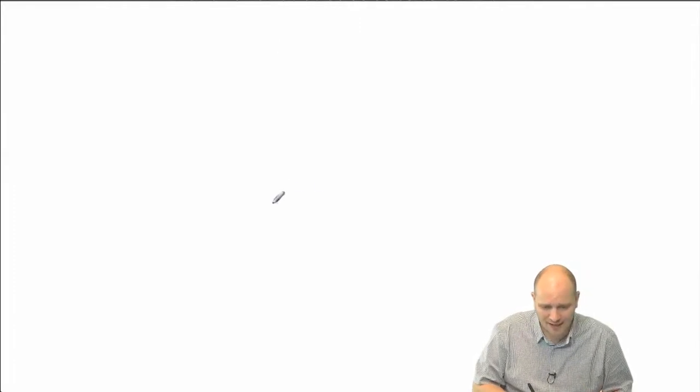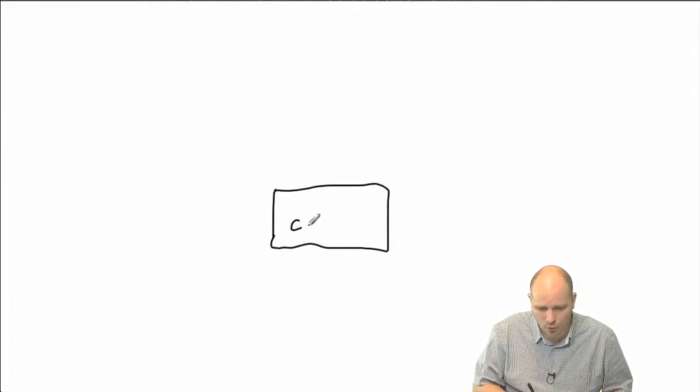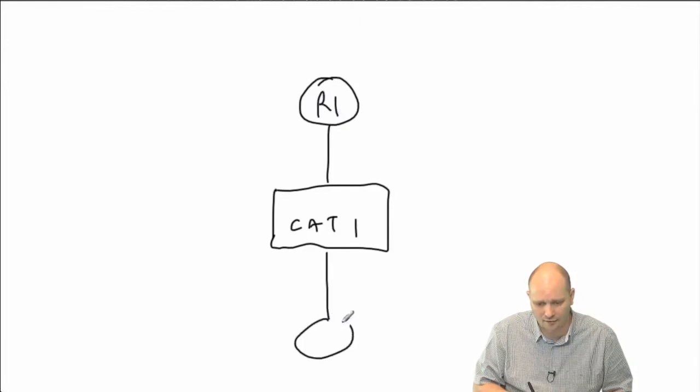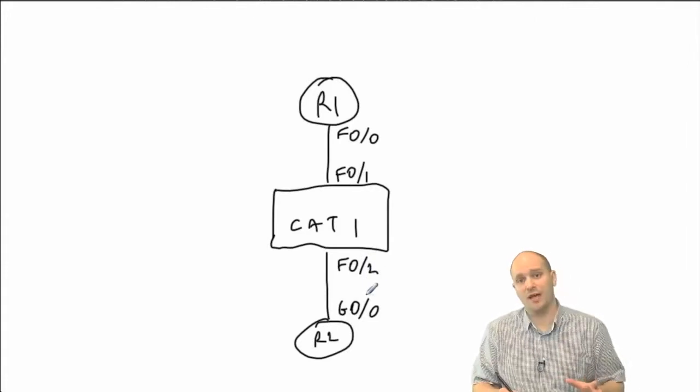What I'm going to do is I'm going to set up a very simple network. This very simple network is going to be consisting of a single switch, which is going to be my Cat1. So here it is, my Cat1. I'm going to have two routers connected to Cat1. I'm going to have router 1 and I'm going to have router 2. On router 1, I'm going to be using fast Ethernet 0/0. On R2, I will be using gigabit Ethernet 0/0. This is going to be connected to fast Ethernet 0/1 on Cat1 and on fast Ethernet 0/2 on Cat1.